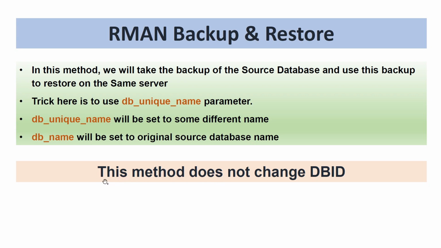Now, this is the only method which does not change the DBID. The rest two methods change the DBID. This is the only method that does not change the DBID.